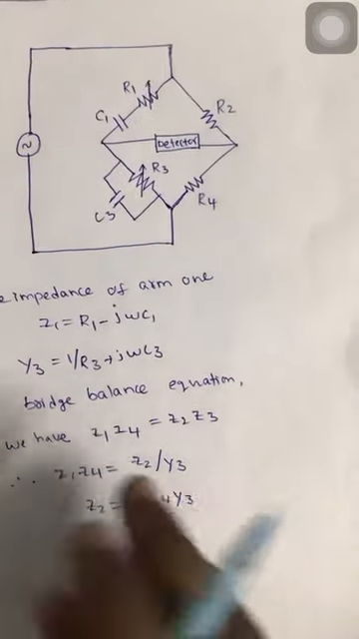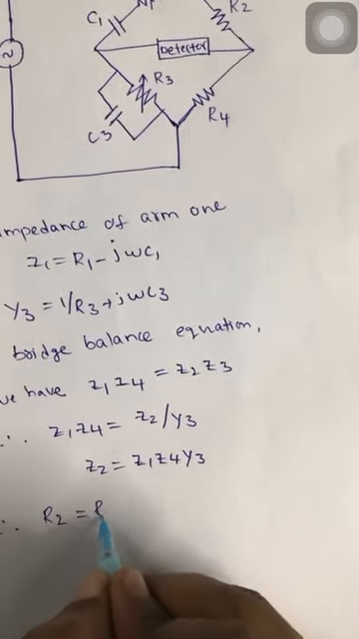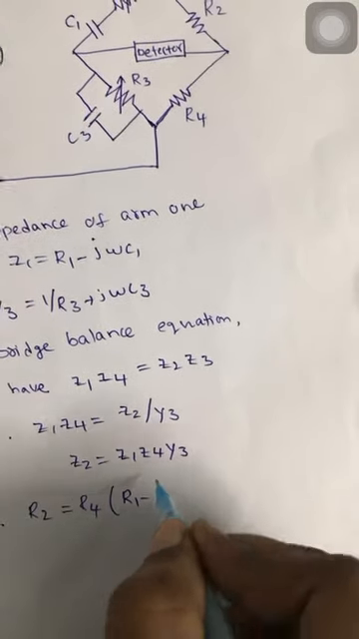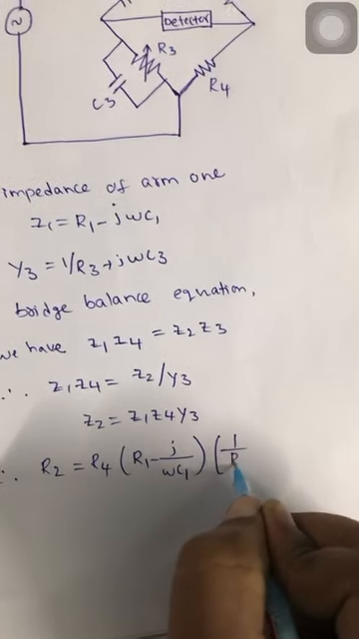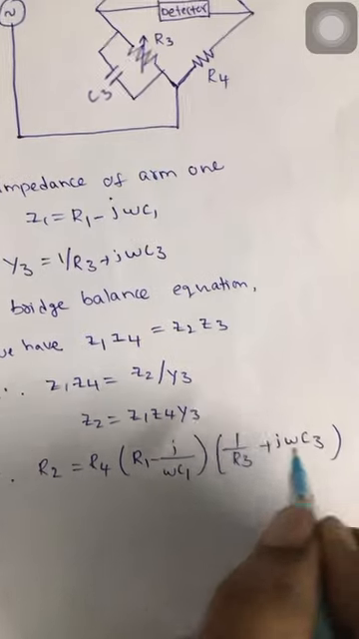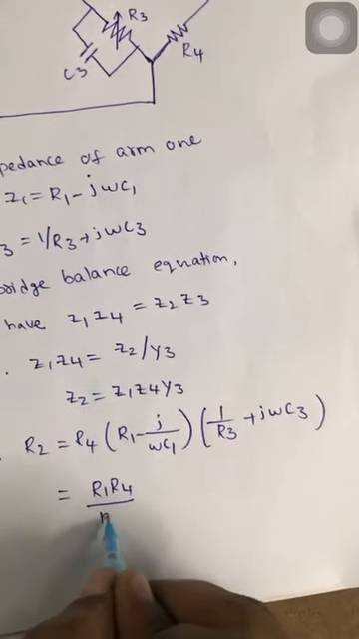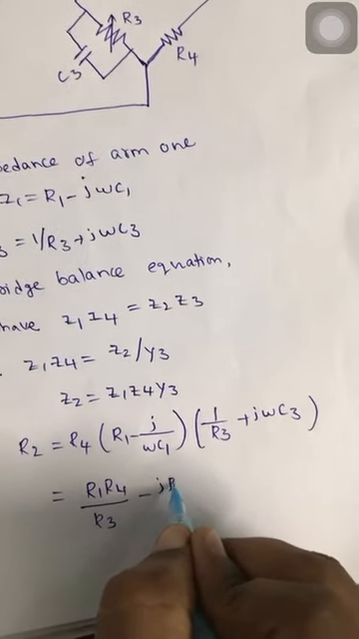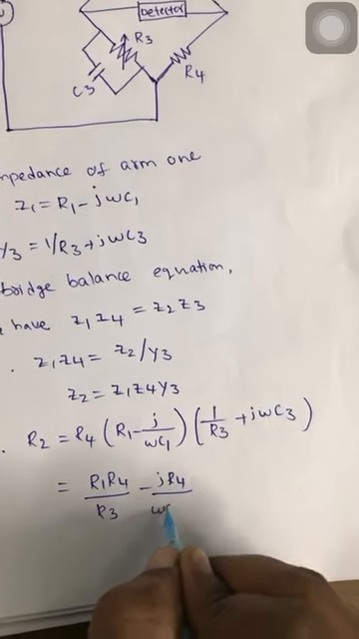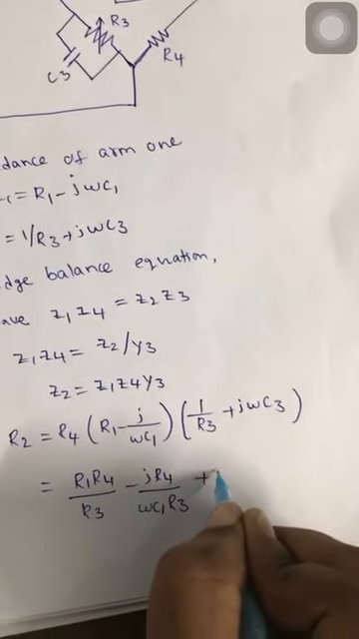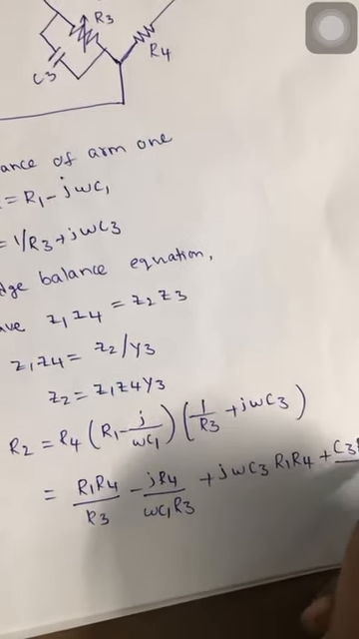Therefore R2 is equal to R4 into R1 minus j by omega C1, into 1 by R3 plus j omega C3, that equal to, by simplifying this one, R1 R4 by R3 minus j R4 by omega C1 R3 plus j omega C3 R1 R4 plus C3 R4 by C1.